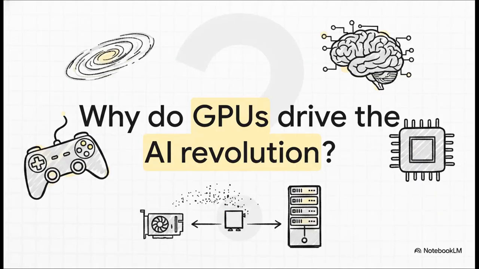And that brings us to the core question we really want to answer today. Why is the exact same chip that renders the incredible, lifelike worlds in your favorite video games also the primary engine driving this massive artificial intelligence revolution? Well, let's dive right into this.